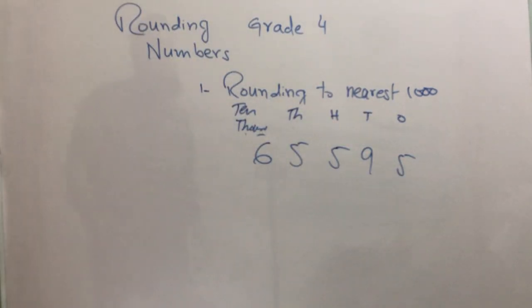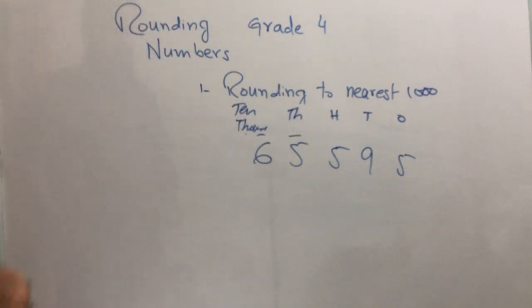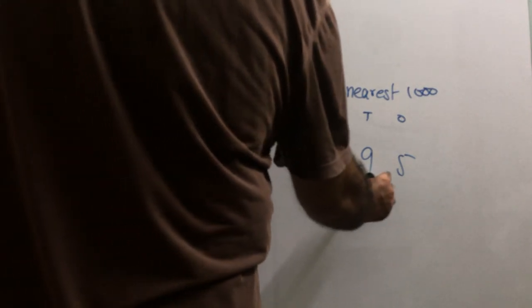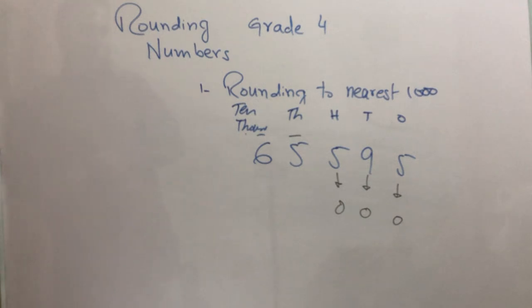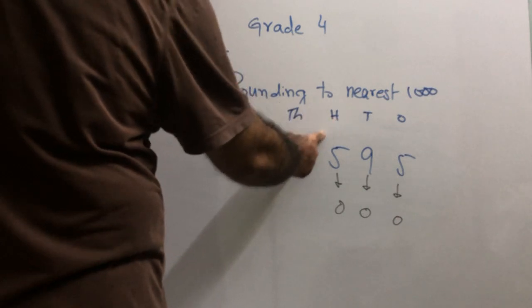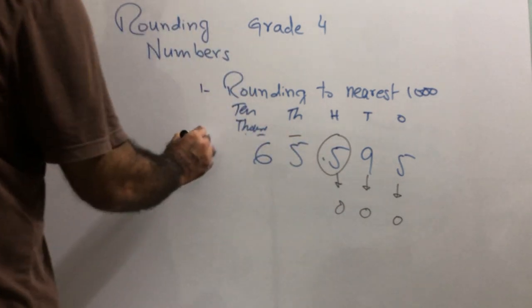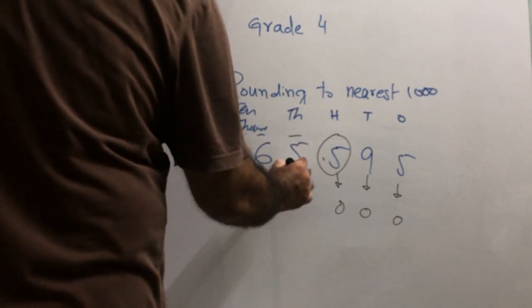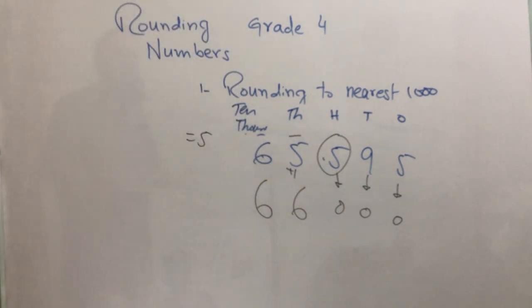We need to round it to the nearest thousand. This is the thousand place. We mark it to keep in mind that we are doing nearest thousand. The very first action is that all the numbers on the right side of the thousand place become 0. The second action is that we look at the immediate right neighbor of the thousand place. 5, this is the neighbor. If this number is equal to 5, then we add 1 to the thousand place. 5 plus 1 is 6. The original number was 65,595. When we decided to round to the nearest thousand, we got the answer 66,000.